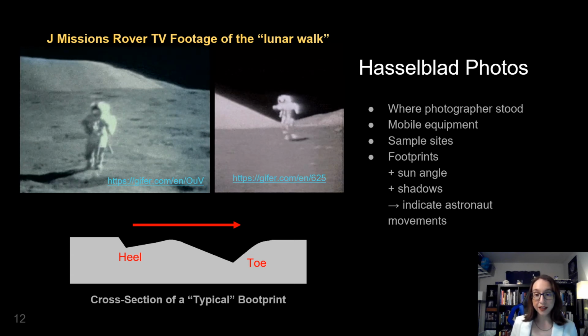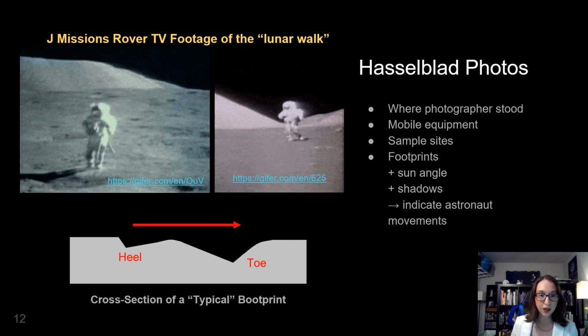For example, since we know the sun angle on that day at that spot, we can figure out from the shadows what direction the photographer was facing. And then when pairing that with something like the footprints, we can actually figure out what direction an astronaut was moving when they left those footprints.